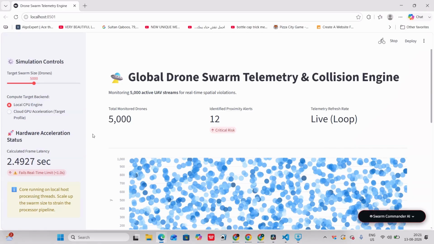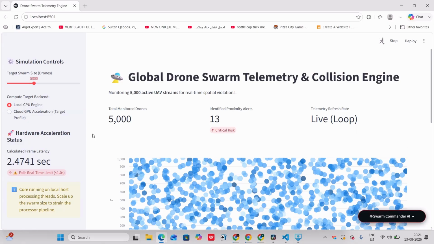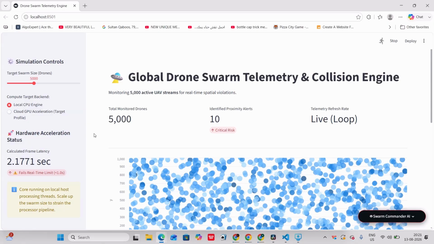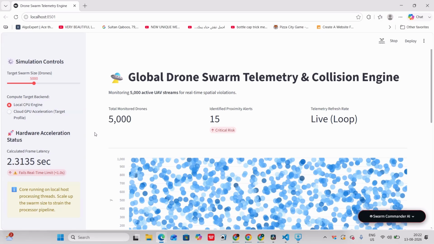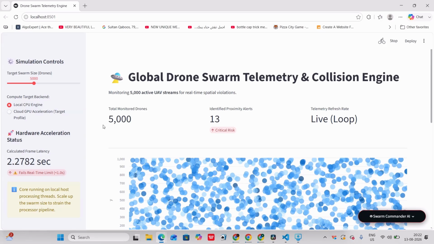My project is titled Drone Swarm, Telemetry and Collision Engine. This system could be practically used by disaster response coordinators where they are operating a massive fleet of 5,000 plus autonomous drones in a confined space.